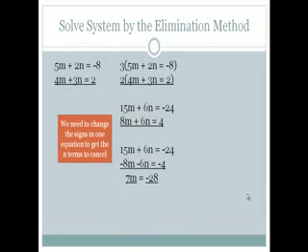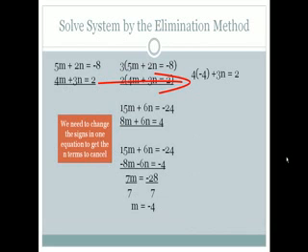15m minus 8m is 7m. Negative 24 minus 4 is negative 28. Divide both sides by 7, and m equals negative 4. To find the second letter, go back to one of your original equations. I'm going to pick the bottom one this time. Remember I said it doesn't matter, but I'm going to put the negative 4 in place of that m. So it looks like this.